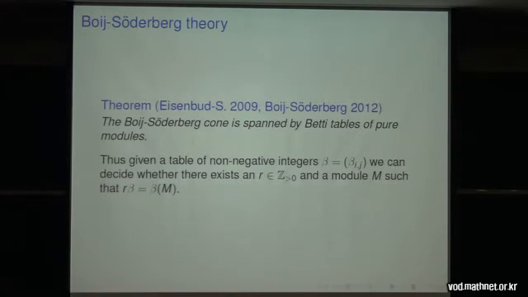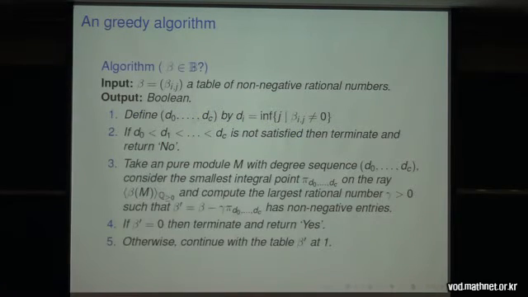So how does this decision process go? Here's an algorithm. It's a greedy algorithm which decides whether a Betti table occurs. So the algorithm will answer the question whether beta is in the Boij-Söderberg cone. The input, of course, is the table, and the output will be yes or no. So first, I define d_0 up to d_c by taking the smallest j for which beta_ij is not equal to 0, for each i.